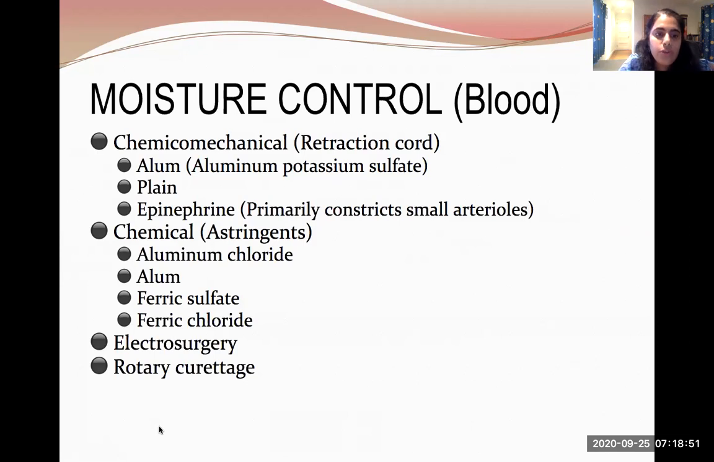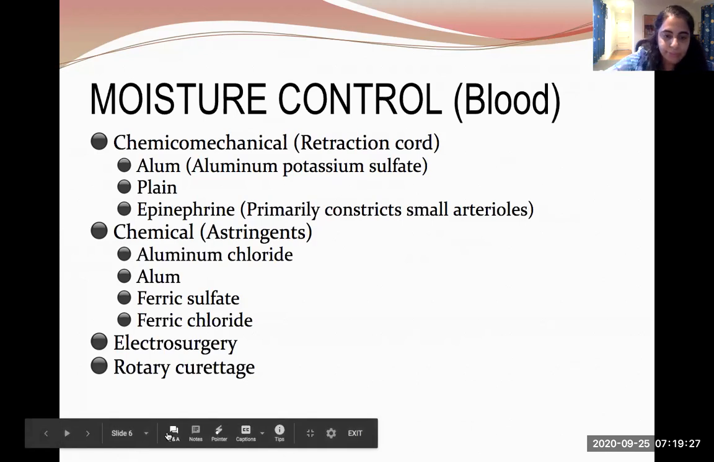Then we have electrosurgery. In electrosurgery, after local anesthesia, we pass an electric current through a thin wire so that a trough can be prepared in the gingival sulcus adjacent to the finishing line, and that also achieves hemostasis. And then we have rotary curettage, in which a trough is prepared with a diamond bur in the gingival sulcus adjacent to the finishing line area following the administration of local anesthesia.